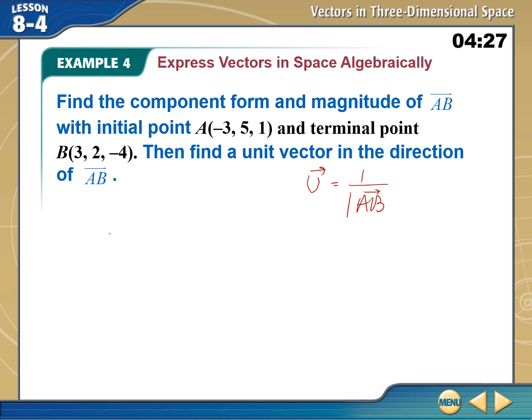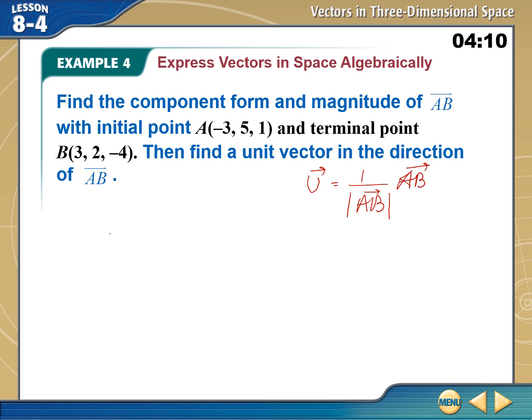Why AB? Because the terminal and the initial points of A and B are given, and we have to find out the vector AB and multiply by the components of AB. So multiply by the components of AB. So let's write AB like this.